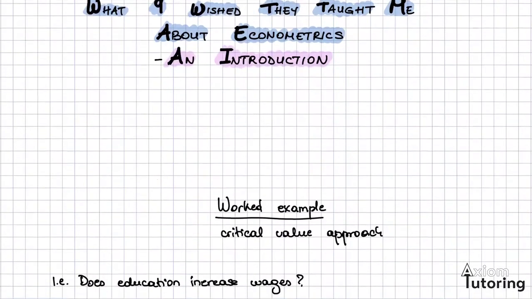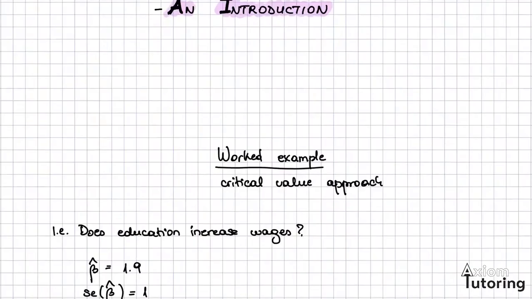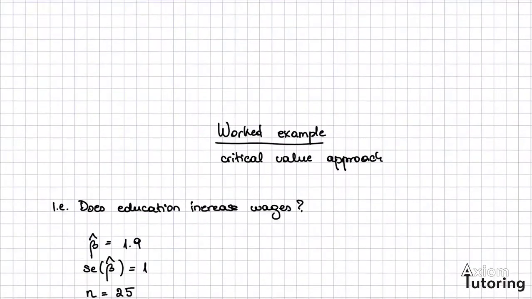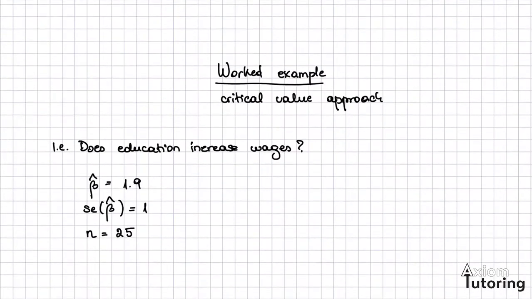In this video, we'll work another example with the critical value approach, and this time we'll try to do a one-tail test. The question being answered is, does education increase wages? So let's assume these are some of the data. We have beta hat being 1.9, the standard error 1, and let's say that we have a sample size of 25.